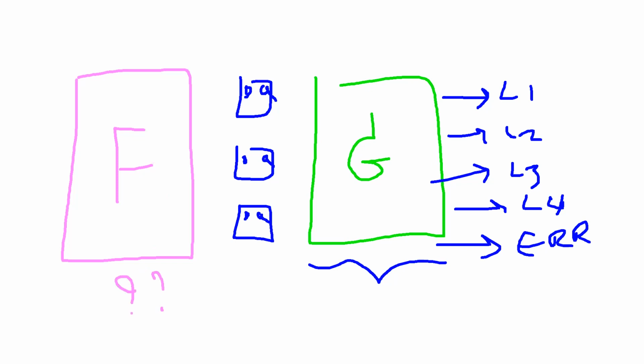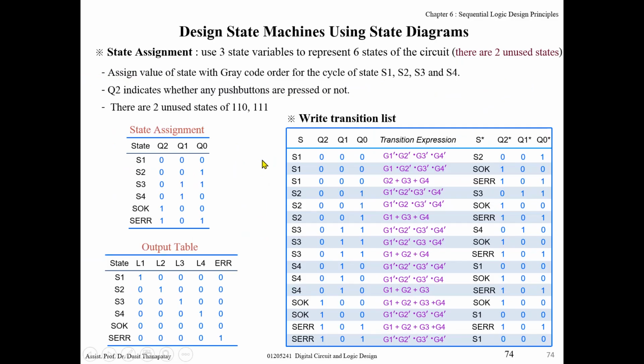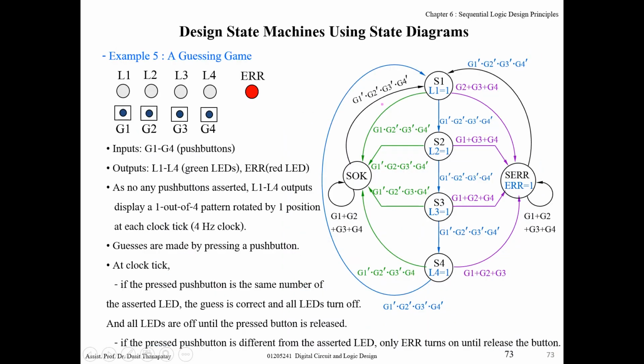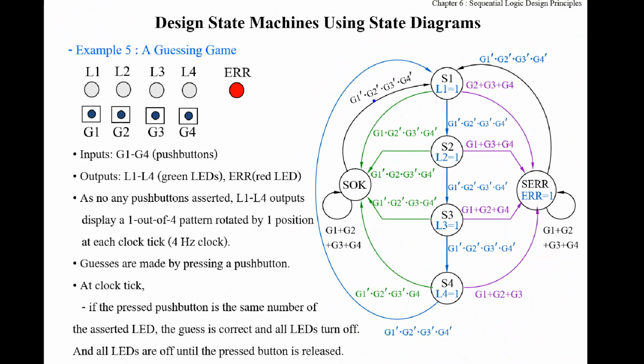How to design this one? If you use a state diagram to design, you may write a transition list. Namely, you just consider the arcs or arrows leaving from each state. For example, state S1: there are 1, 2, and 3 leaving arrows from state S1. Namely from S1 to S2 with this input condition, S1 to SOK with this condition, and S1 to SER with this input condition.